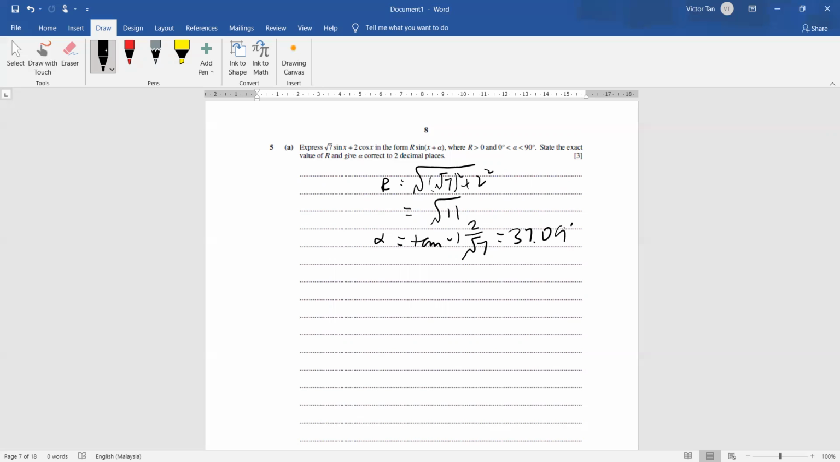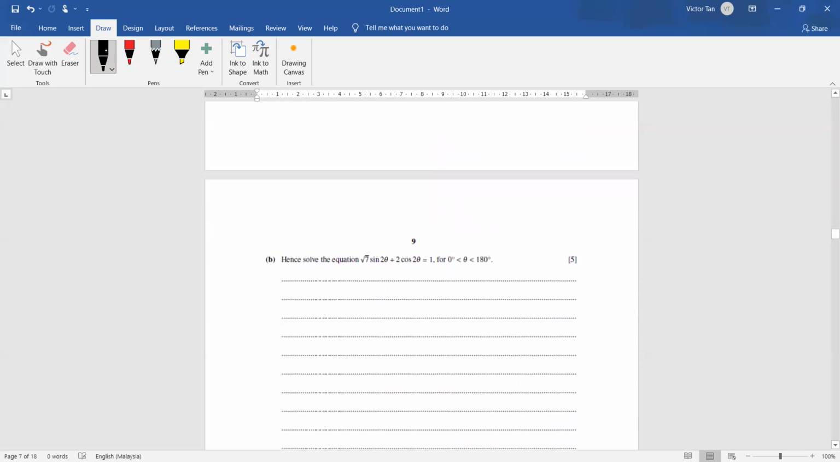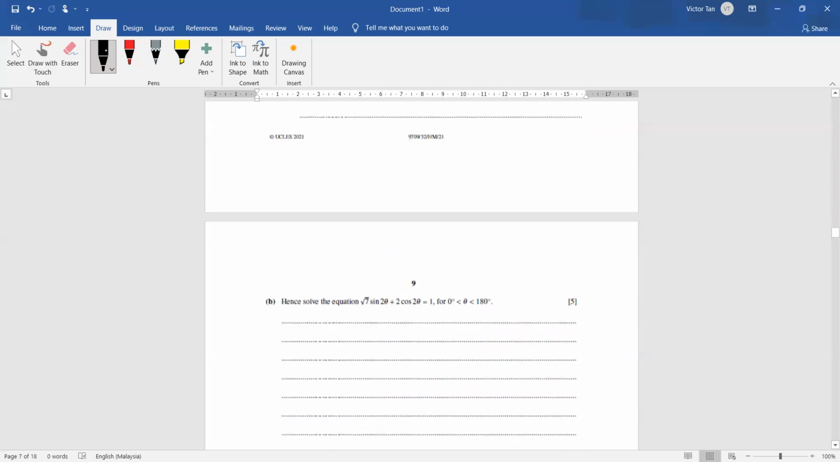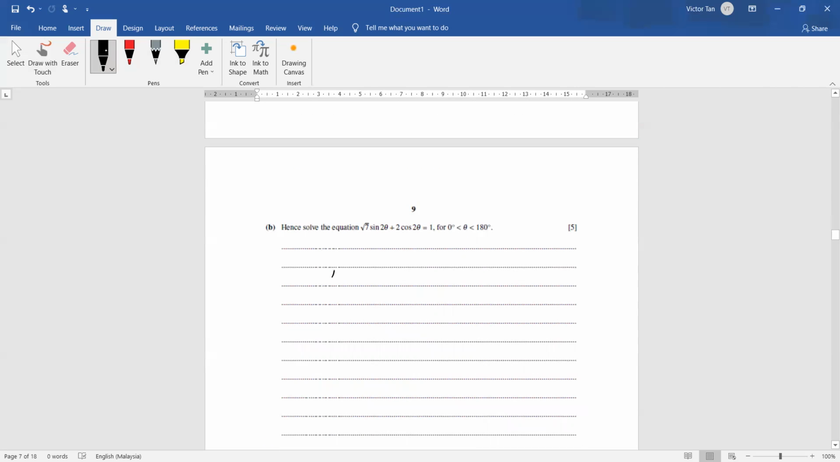So the answer is root 11 sine x plus 37.09 degrees. That's the solution. And solve the equation root 7 sine 2 theta plus 2 cos 2 theta equals 1. Above you have x, now it's 2 theta. So remember, this is root 11 sine, instead of x it is 2 theta plus 37.09 degrees equals 1.